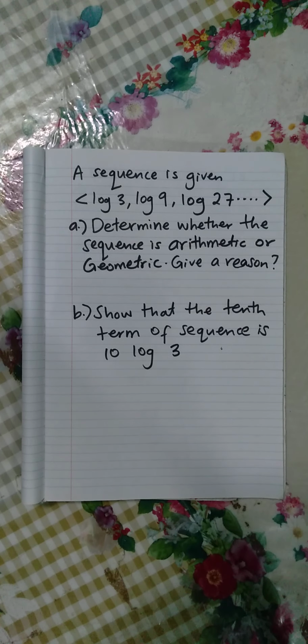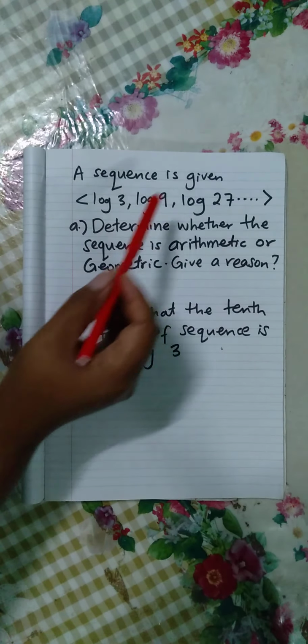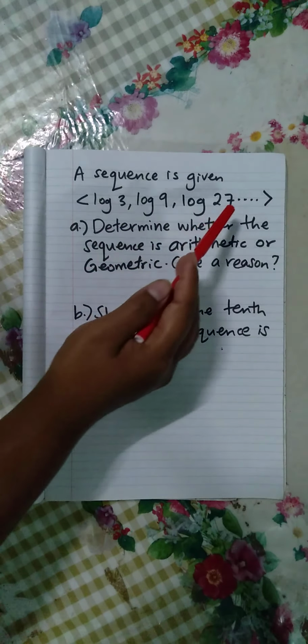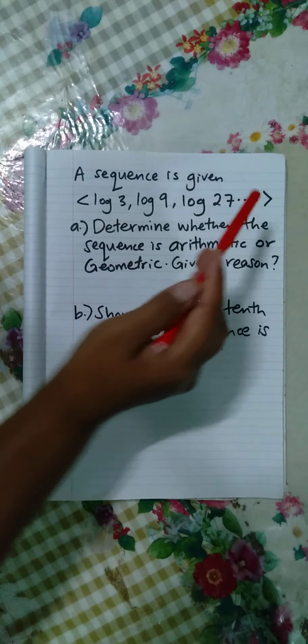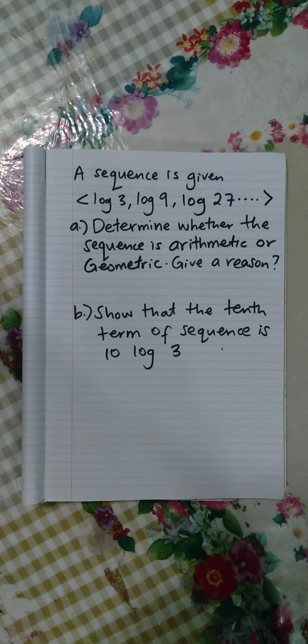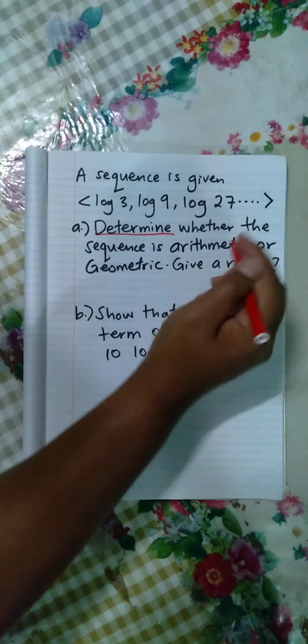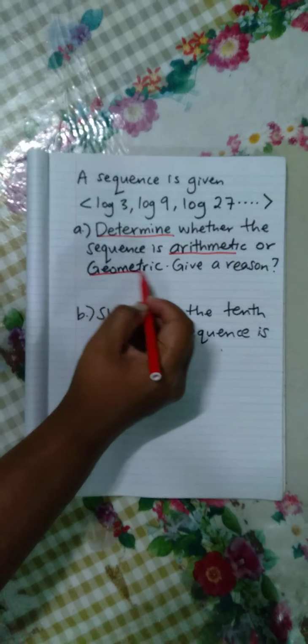Let's look at the question. A sequence is given as log 3, log 9, log 27, and it continues. That's the meaning of those dots. Determine whether the sequence is arithmetic or geometric. Give a reason. So the question is asking us to determine whether the sequence given is arithmetic or geometric.